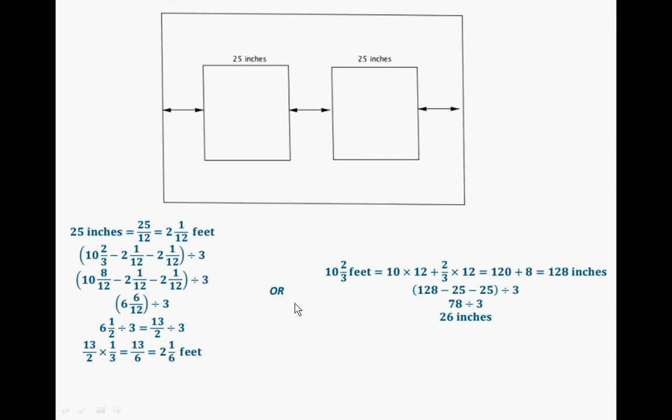The other way you could do this is to convert our feet to inches. So knowing that the total length of the wall is 10 2/3 feet, multiplying 10 by 12 and 2/3 by 12 is going to give us 120 plus 8 inches, or 128 inches. Taking 128 minus 25 minus 25, and then again dividing it by 3 because we want 3 equal spaces, would give us 26 inches.